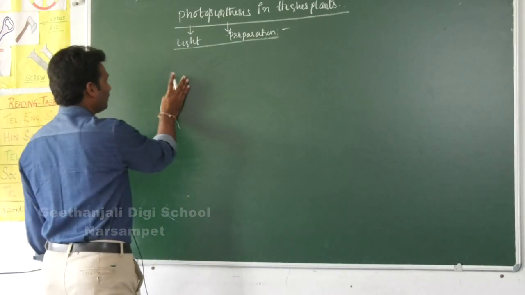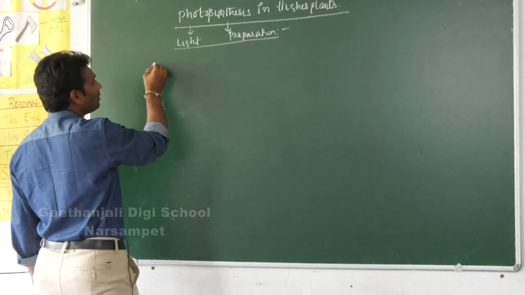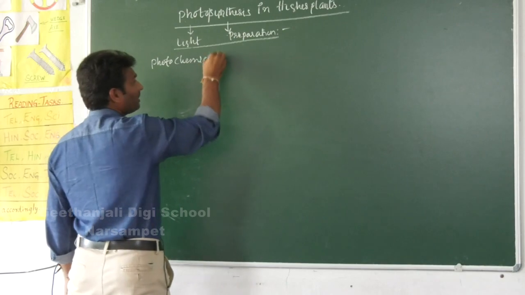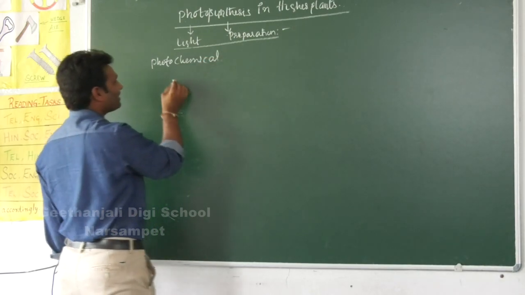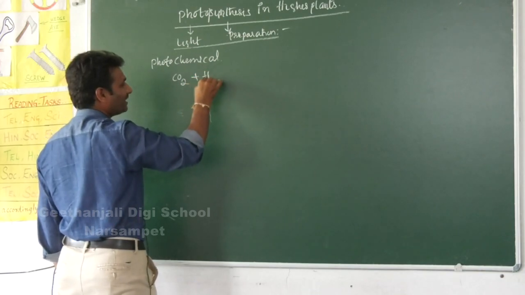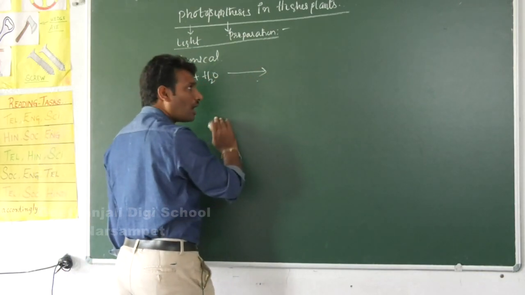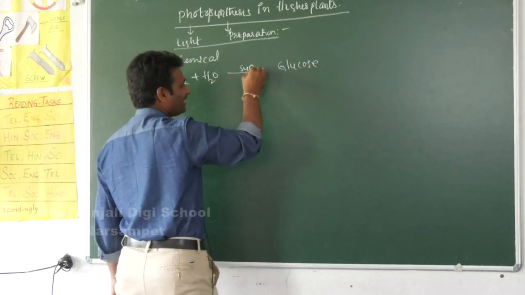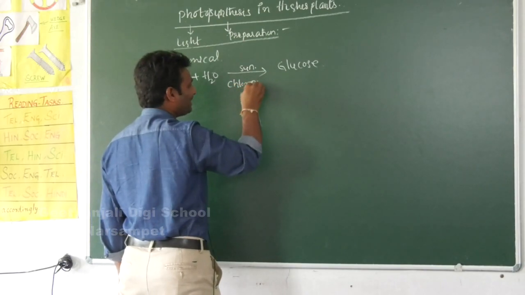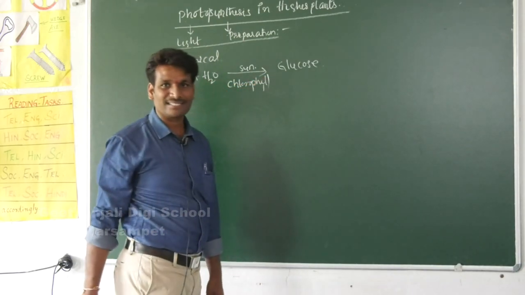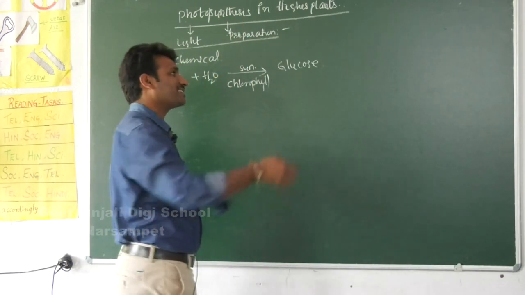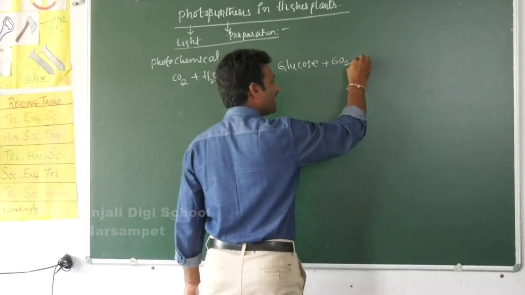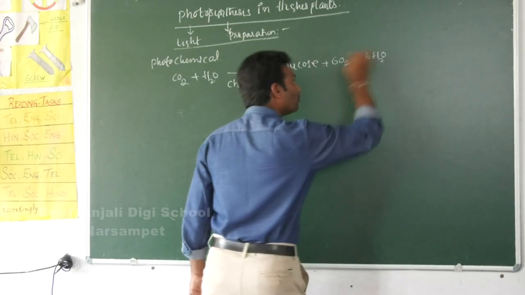So the complete definition: photosynthesis is a photochemical reaction during which inorganic products like carbon dioxide and water are formed into an organic substance like glucose in the presence of sunlight in the chlorophyll of the green plants. This process is known as photosynthesis. In this reaction, oxygen is liberated as well as H2O is also formed.